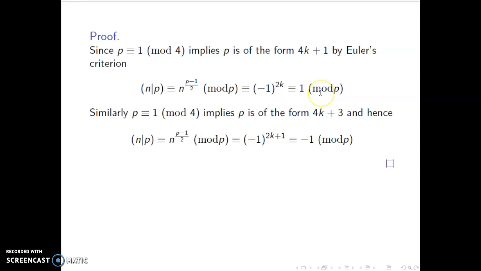When I substitute this 4k for p minus 1, I get minus 1 raised to 2k, which is congruent to 1 mod p. Similarly, if p is congruent to 3 mod 4, then p is of the form 4k plus 3, and hence (n/p) is congruent to n raised to (p minus 1)/2 mod p. Now that is equal to minus 1 raised to 2k plus 1, and minus 1 raised to any odd power gives me minus 1 mod p, and therefore by Euler's criterion this is a quadratic non-residue.